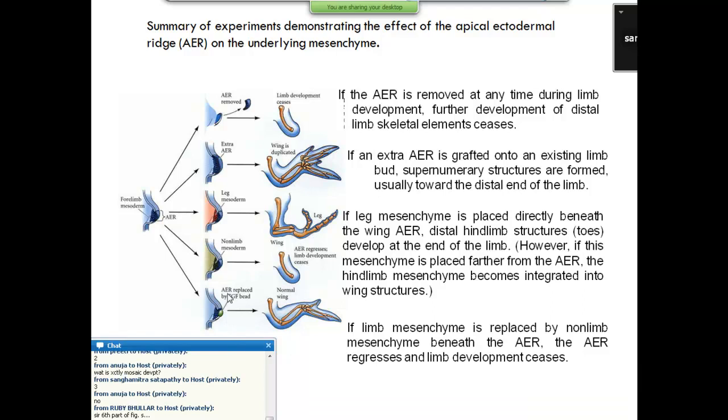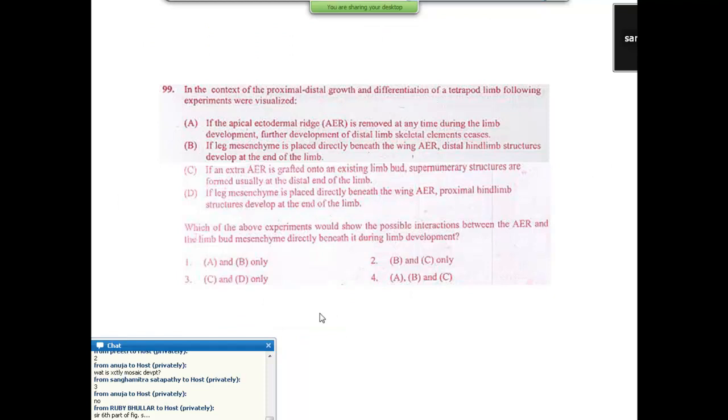If you see that AER replaced by FGF8, so nothing but your enzyme which is artificially made so that the normal wing is coming. That is what they say, that we don't want to go for that. And then this is the question 99. Till now all of them are from developmental biology.